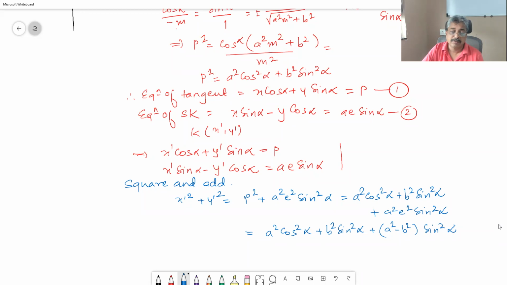Which is equal to a square. Therefore, replacing x dash by x and y dash by y, we get the desired locus, and hence the locus is x square plus y square equals a square. Can you see this? A square sin square alpha, a square cos square alpha is a square, b square sin square alpha minus b square tan square alpha gets cancelled, and therefore this locus is a circle, rather the auxiliary circle.